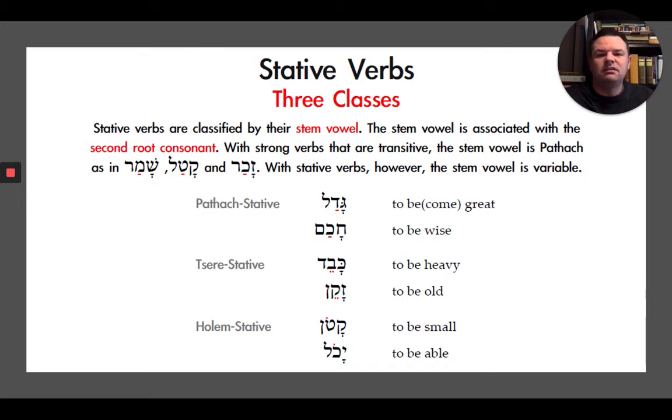So again, just think of the stative in those terms, where instead of describing an action, it's describing the state or being or condition of something or someone. So instead of saying she did something, it would be like she is wise or he is wise. You'll know it from the context of what's going on.